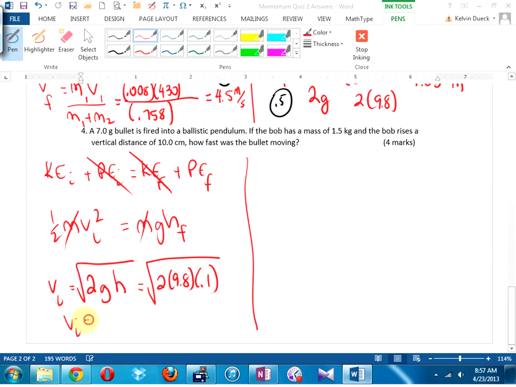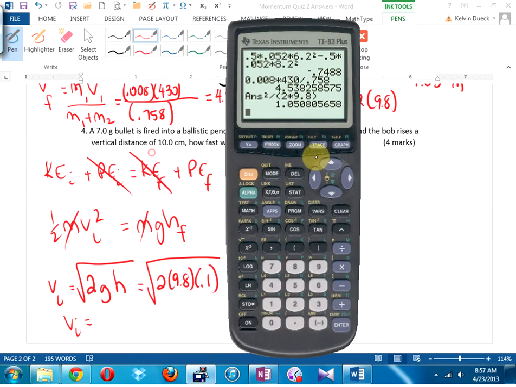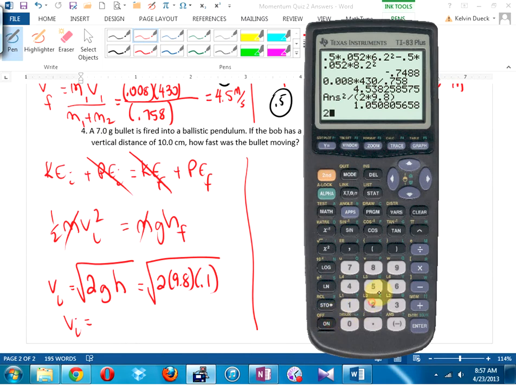V initial equals, running out of room here, Mr. Dueck, 2 times 9.8 times 0.1, square root of that, holy smokes. One point... that's a complete fluke, making up numbers, and it worked out evenly. I'll take that.